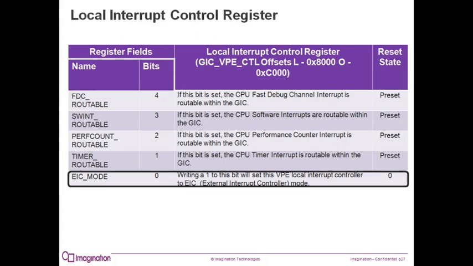The EIC mode bit is the only writable bit. It controls the external interrupt controller mode of the core. Setting this bit will set the processing element to the external interrupt mode.